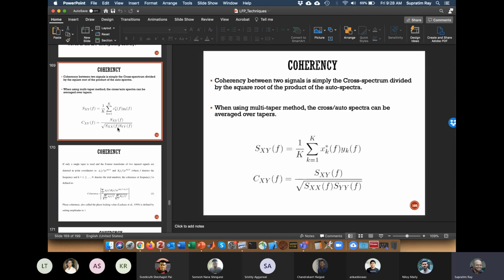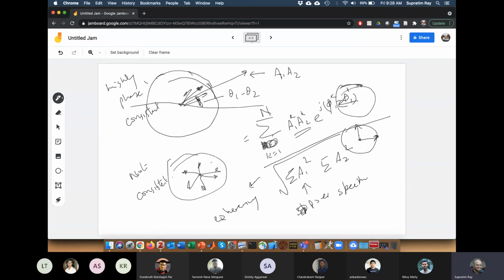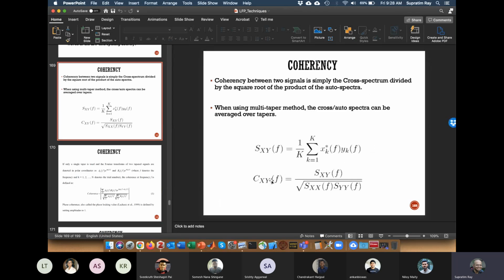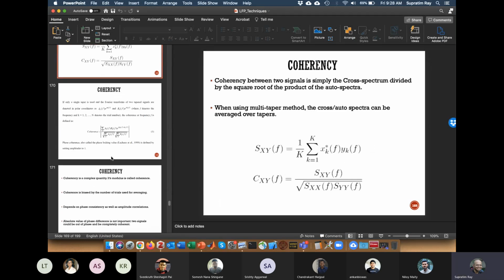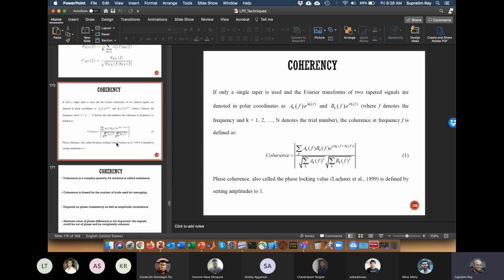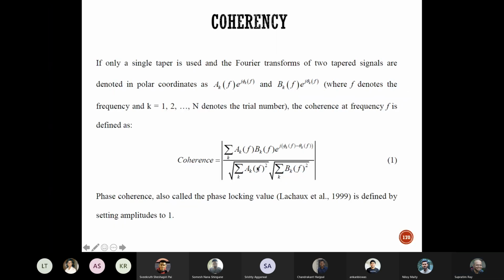The concept is actually very straightforward if you think of it this way, if you think of it as vectors. Otherwise, mathematically, it looks a little bit complicated. Okay, any questions on coherency?